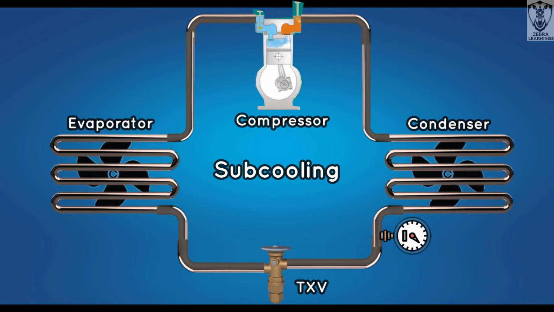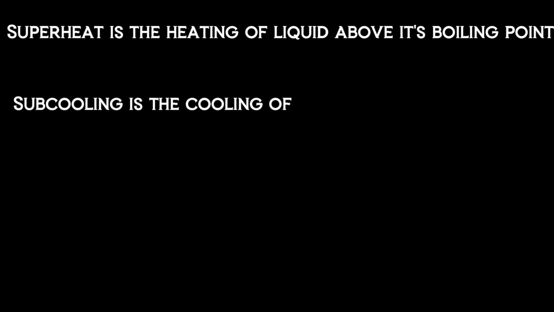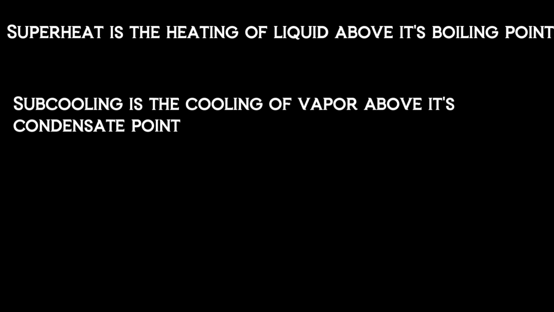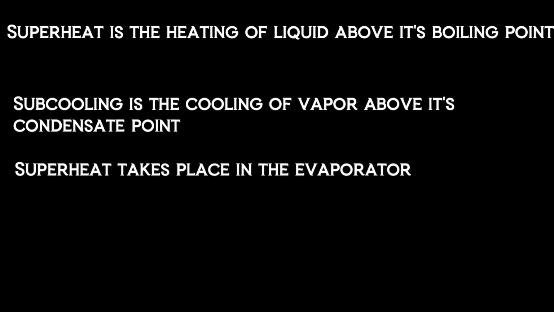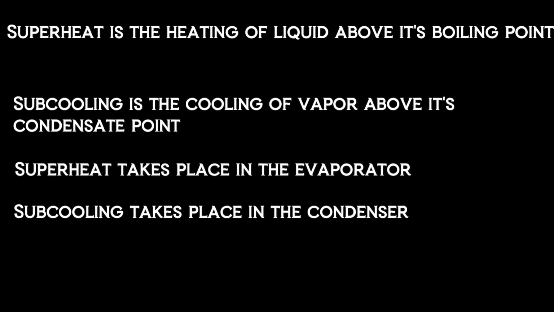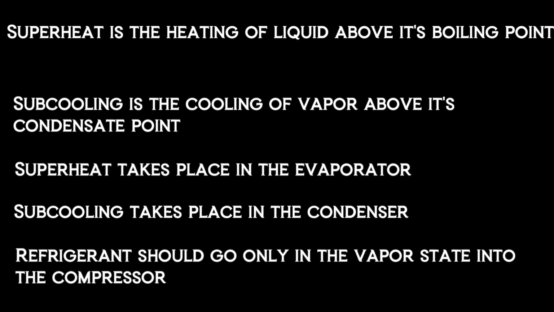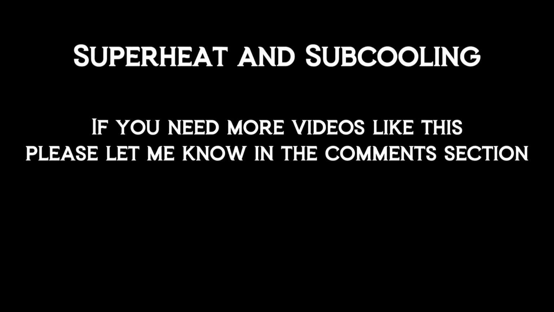Important points that can be covered in this topic are: superheat is the heating of a liquid beyond its boiling point. Subcooling is the cooling of vapor beyond its condensation point. Superheat takes place in the evaporator. Subcooling takes place in the condenser. Refrigerant should only go in vapor state into the compressor, because only vapor can be compressed. Liquid cannot be compressed. This is the explanation of superheat and subcooling.